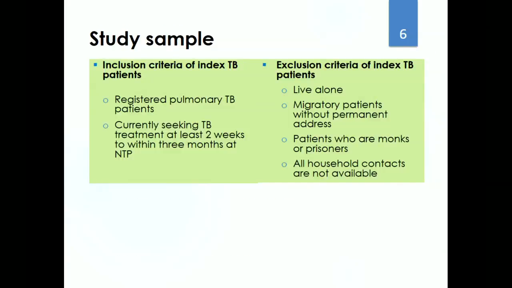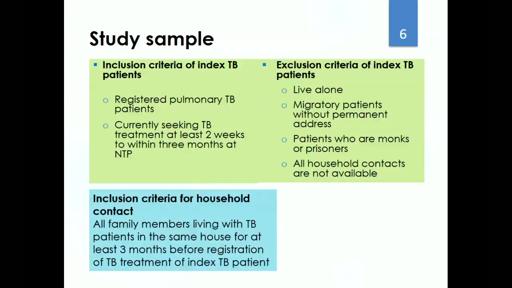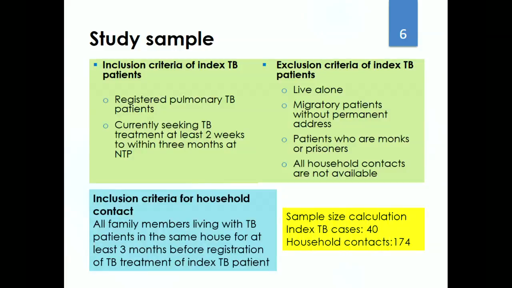Regarding the study sample, we included all registered pulmonary TB cases currently seeking TB treatment from August to November. For the household contacts, we defined them as all family members living with the TB patient in the same house before registration of TB treatment. In the sample size, we included 40 index TB cases, and all of their respective household contacts, 174 in total, were included in this study.